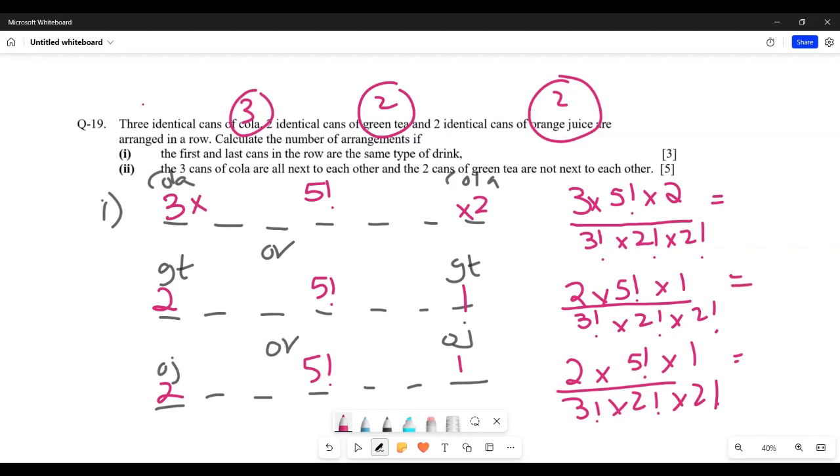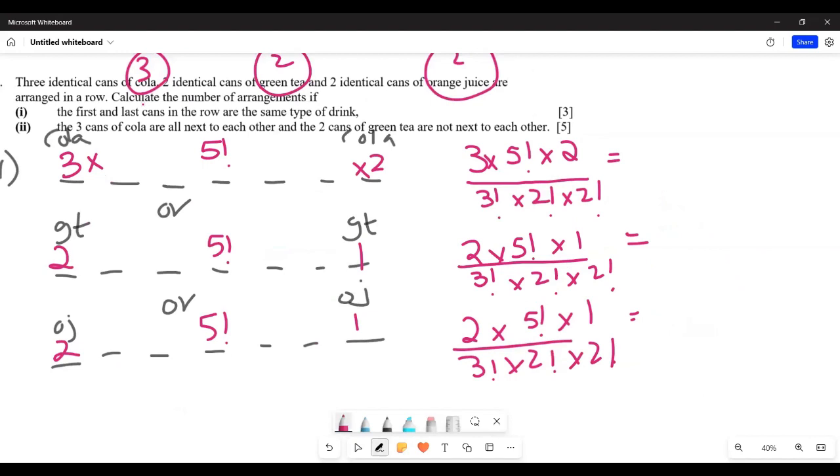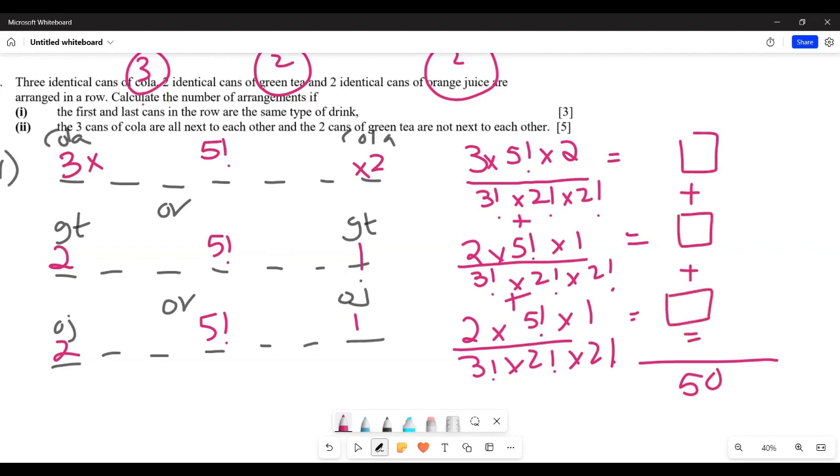You find these individual results and then you add them. So this plus this plus this. Which gives 50 in the end. It's supposed to be 50. Whatever is the answer, you add the next answer, then you add the next answer. It gives 50. Okay, part 2.